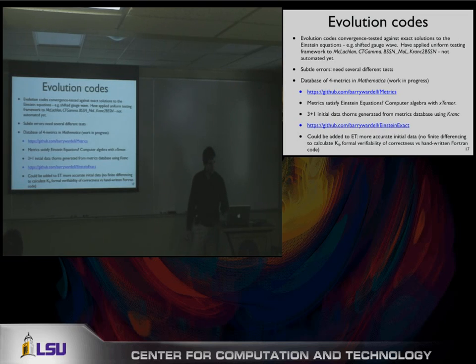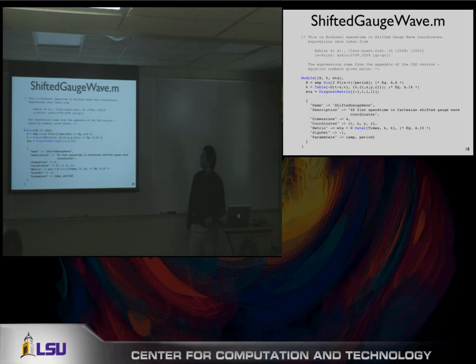As an example of the metrics database, this is the description of the shifted gauge wave metric. Half of this is just a comment saying where it comes from. It comes from this paper, with these equation numbers. There are a few little definitions. It's called shifted gauge wave. This is a description, and this is a Mathematica representation of the metric. From this description, we can generate an entire code which will set up the initial data within Cactus, which can then be used for testing of evolution codes.